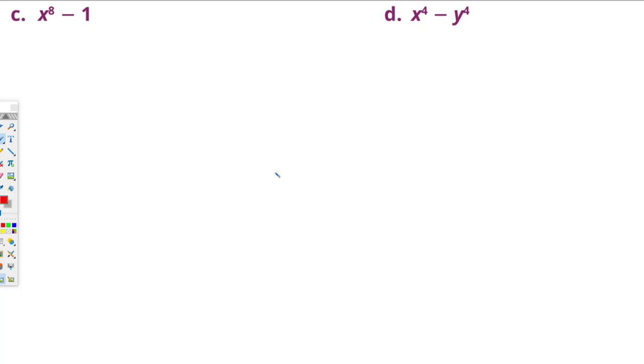Okay, so let's do the same thing on this one. What's step 1? Find the square root. What's the square root of x to the 8th? We could go x to the 4th. Mm-hmm. And square root of 1 is 1. So we have x to the 4th plus 1, x to the 4th minus 1.